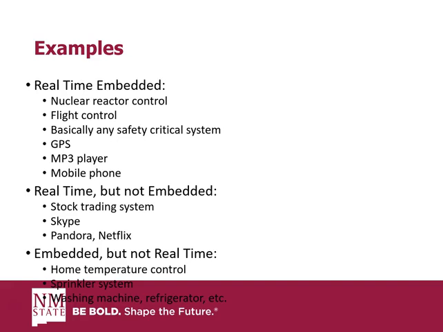Examples include a nuclear reactor control, where precise timing is crucial for safety. Flight control, ensuring the stability and safety of an aircraft. Basically, any safety-critical systems where failure to meet deadlines can have catastrophic consequences. GPS, providing accurate location data in real time. MP3 players and mobile phones. These handle audio and communication tasks with real-time constraints.